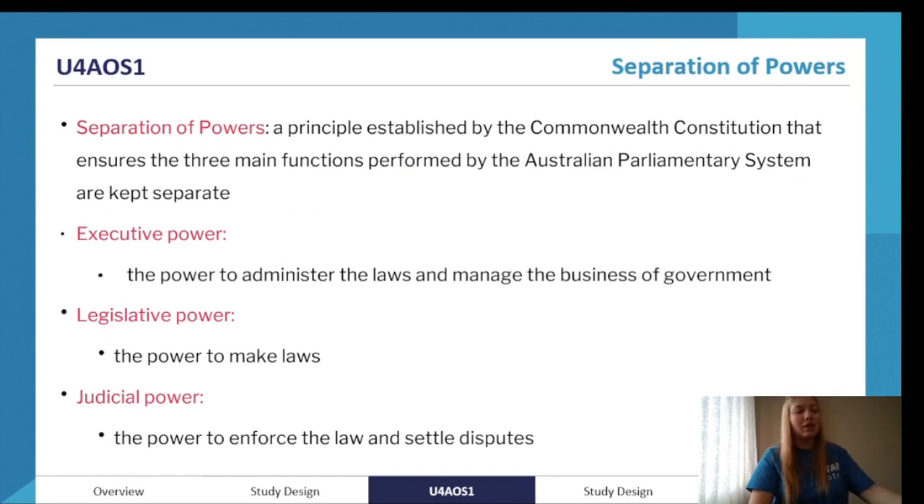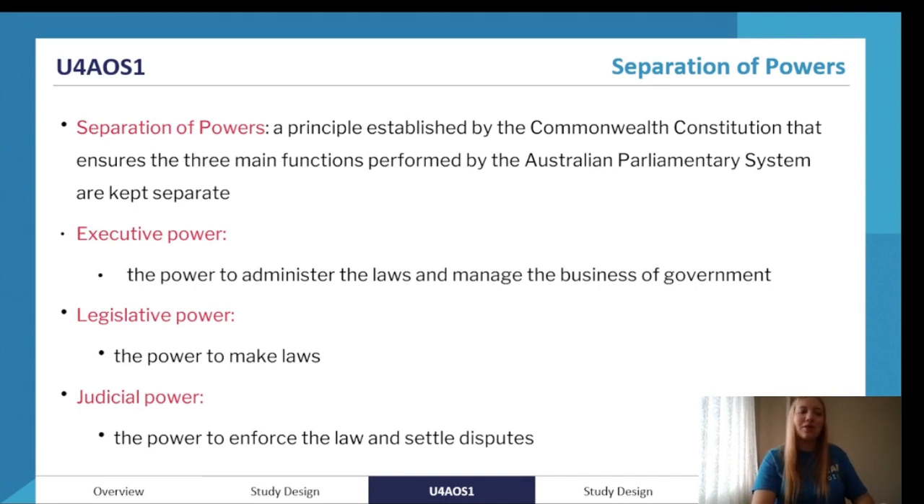All right, that's the bicameral structure done. Next, looking at the separation of powers. Reminder not to be confused with the division of powers. The separation of powers you need to be able to define. It's a principle established by the Commonwealth Constitution that ensures that the three main functions performed by the Australian parliamentary system remain completely separate. So we have executive power, legislative power, and judicial power.